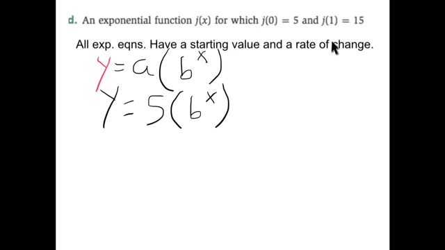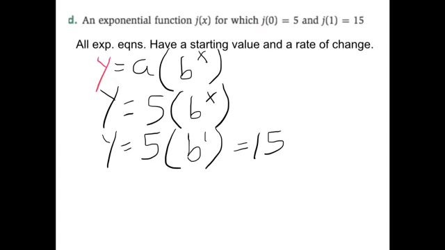However, we have another clue. We know that when we plug in 1 for x, we have to get out 15. So let's see what that looks like. Y equals 5 times b raised to the first power has to equal 15. What we're going to do is divide both sides by 5. And that gives us b to the first equals 3.